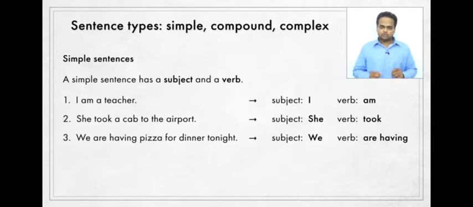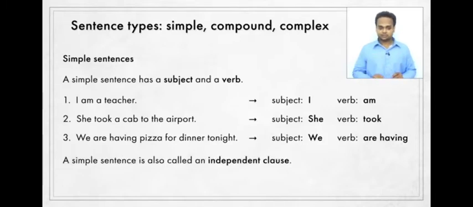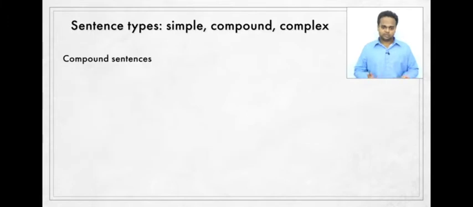So in all of these sentences, you see that they have a subject and a verb, so these are simple sentences. Now there's another name for a simple sentence, and that is an independent clause. This means more or less the same thing as a simple sentence, but just remember that it's another name for a simple sentence. So what's a compound sentence then?